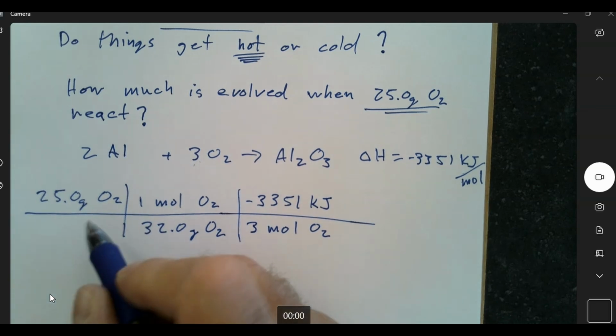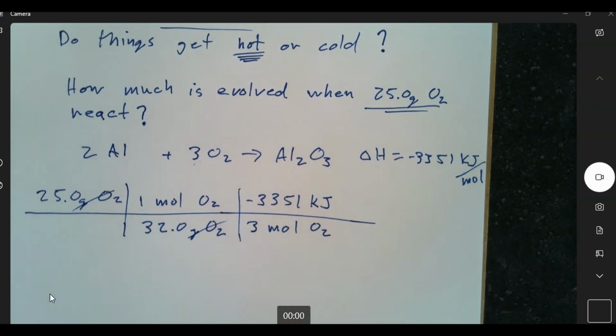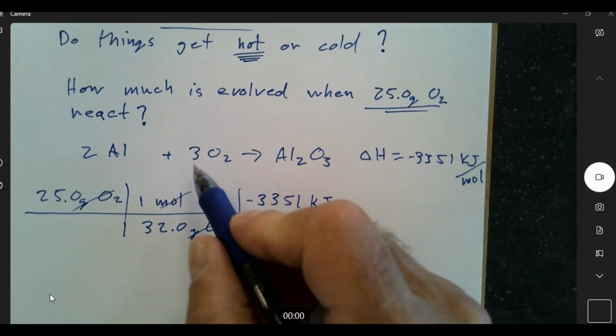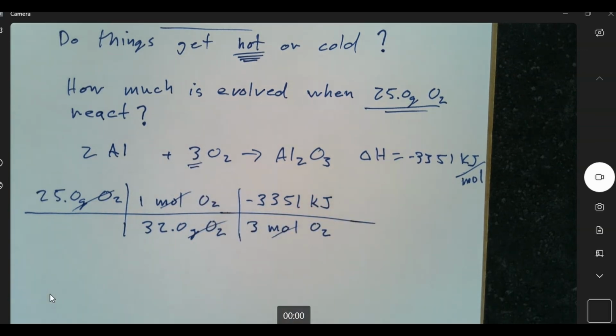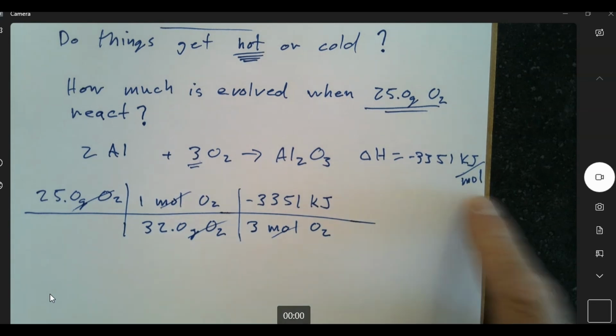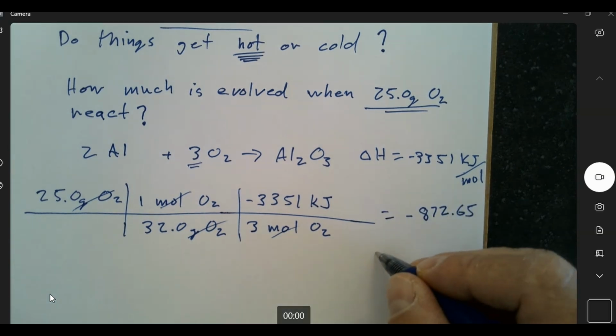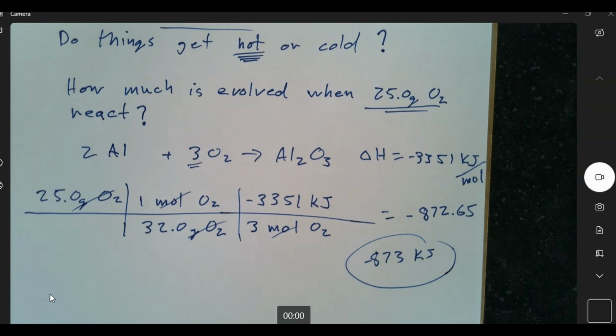And then we can look at our good friends, the units. I converted grams oxygen to moles oxygen. Moles oxygen goes away when I look at the coefficients in the balanced chemical equation, which says for every 3 moles of oxygen consumed, we're going to get this much heat. So all my units did what they were supposed to do. Now I can pull out my calculator and go 25 divided by 32 multiplied by 3351 divided by 3. I'm going to just go to 3 digits: 873 kilojoules of heat is released.